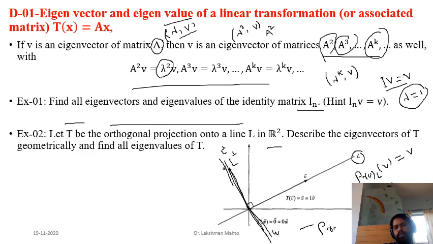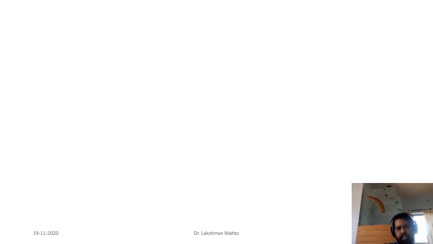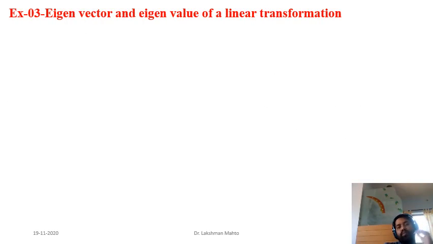Projection of W would be 0 with respect to this line. So geometry, it might be visible to everyone. If you have any doubt, you can ask. Otherwise, you observe it this way. It simply says that it is also preserving the operation with eigenvalue 0. So here you got the second eigenvector and second eigenvalue for this given orthogonal projection operation.